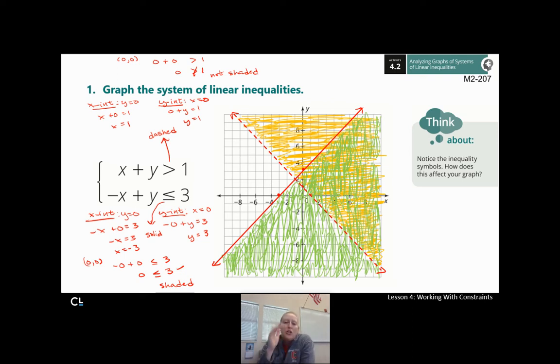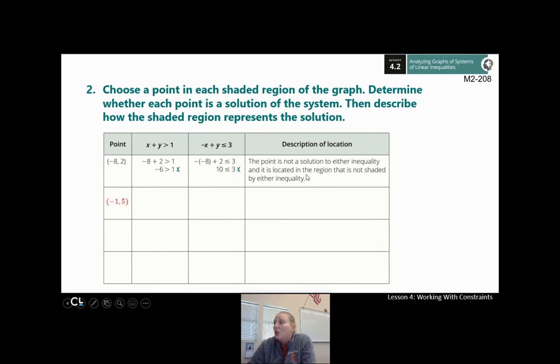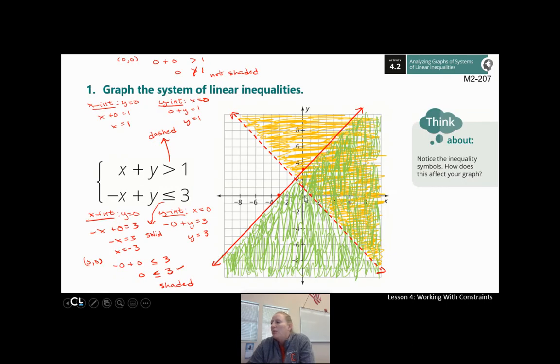So what I would like you to do is use this graph on question number 2. Sorry, I know you're going to have to flip back and forth a little bit. You're going to choose a point from each region of the graph. Now, I already picked one for you: -8, 2, which is out here. You can already see it's not a solution to either one because it's not shaded. But I would like you in the table to do the math, okay?